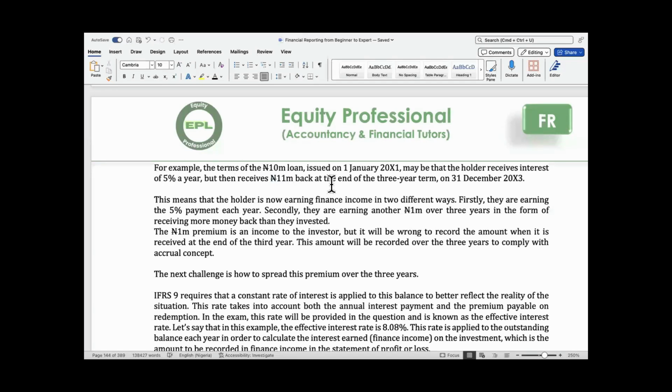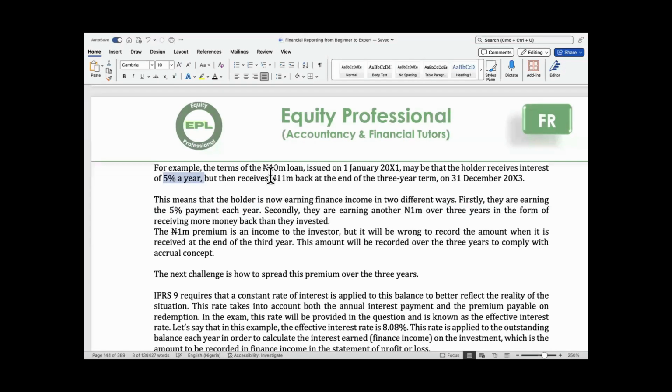Because from here now, this guy has two different finance incomes. He's earning finance income in two different ways. He's earning 5% every year. He's also earning 1 million over the 3 years in the form of receiving more money back than they invested. So those two finance incomes he's earning, you need to recognize the two over the 3 years. The 5% per year, that one is straightforward. We recognize that 5% every year.